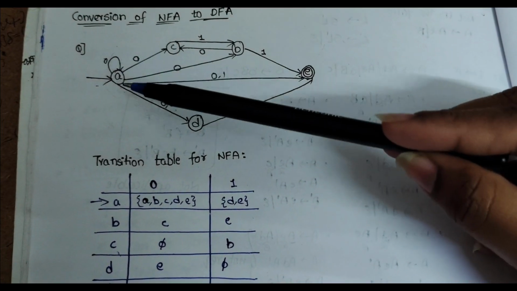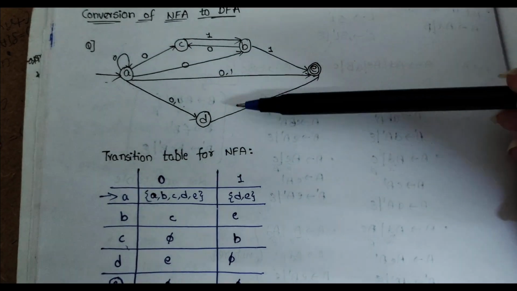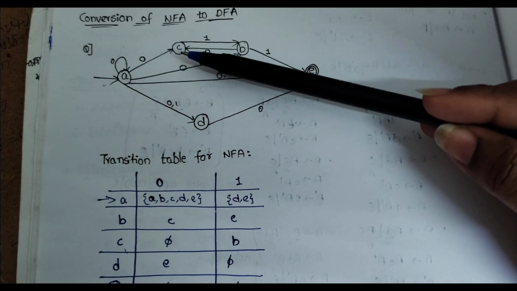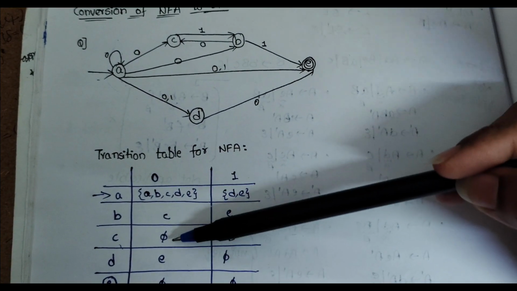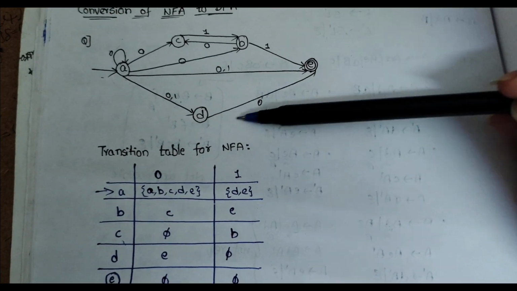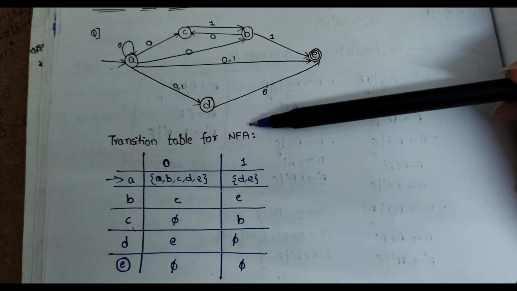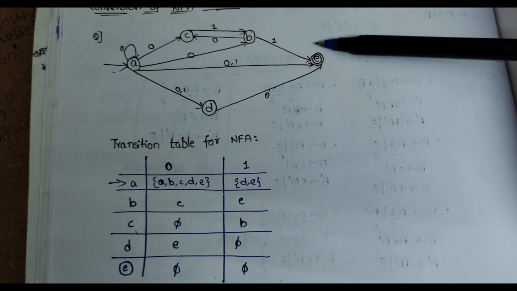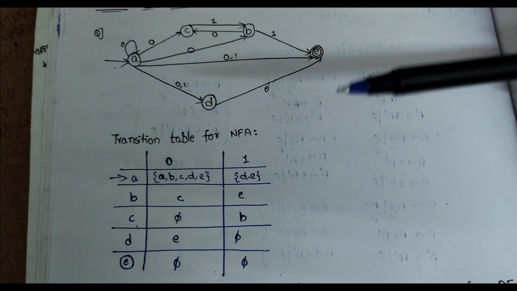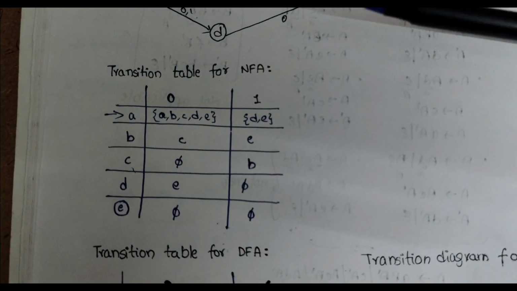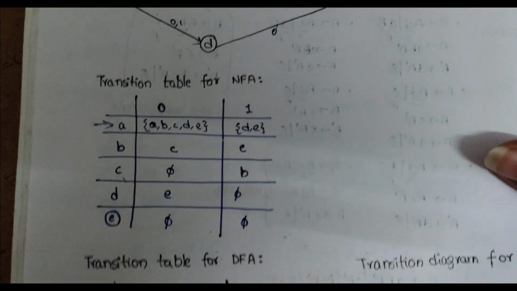Like A on 0 gives A, B, C, D and E. B on 0 gives C, B on 1 gives E. C on 0 gives nothing, so we write it as phi, and C on 1 gives B. Next, D on 0 gives E, D on 1 gives nothing, so we write it as phi, and E on 0 gives nothing, E on 1 also gives nothing. So this is our final transition table for the NFA, non-deterministic finite automata.